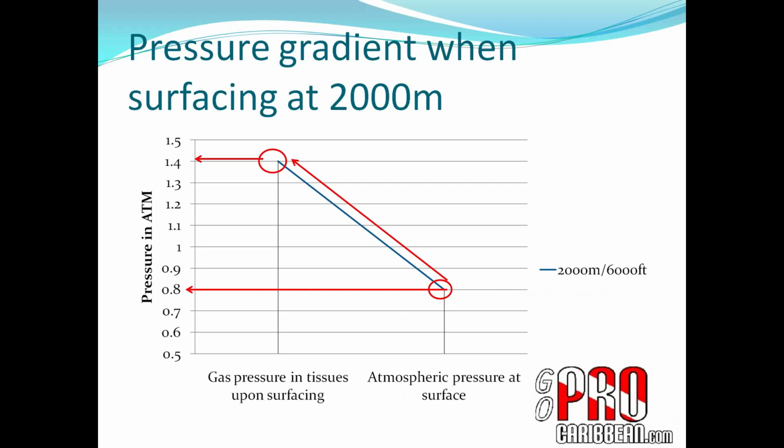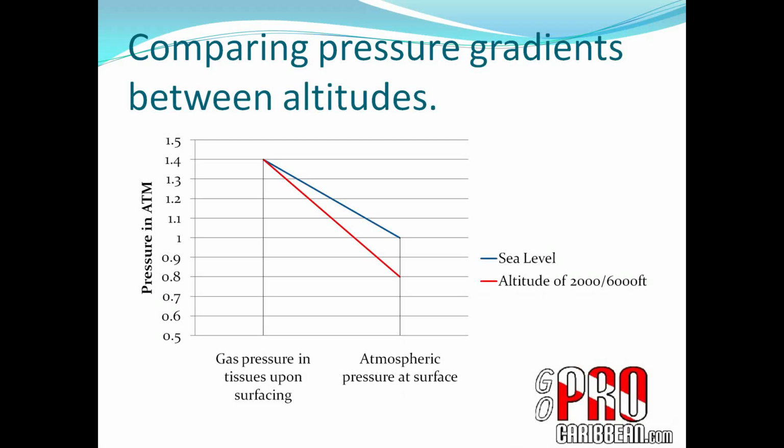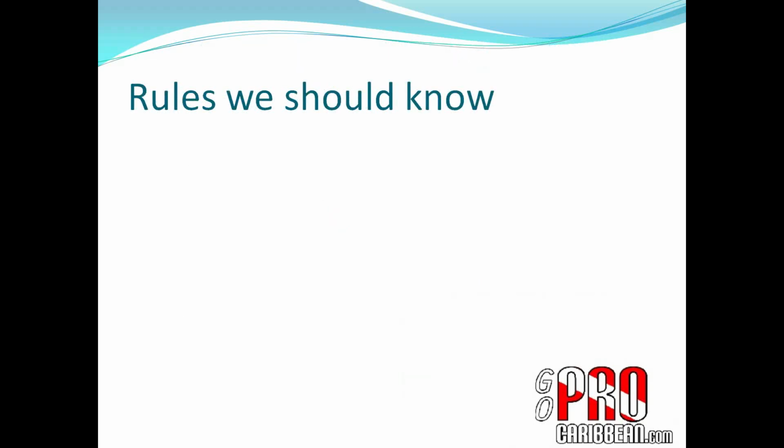Let's quickly put these two slopes on the same graph next to each other, and you can see that the red line is a lot steeper than the blue line. The pressure gradient when we surfaced at an altitude of 2,000 meters was much greater than the pressure gradient when we surfaced at sea level, and that is the main reason for a lot of special rules that you have to follow if you are diving at altitude, which is what we will now go on and look at.